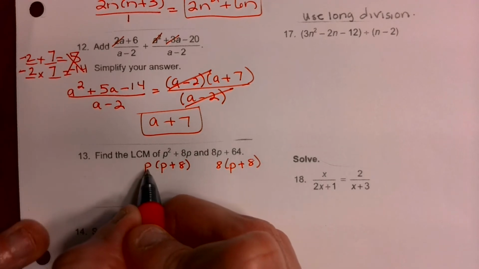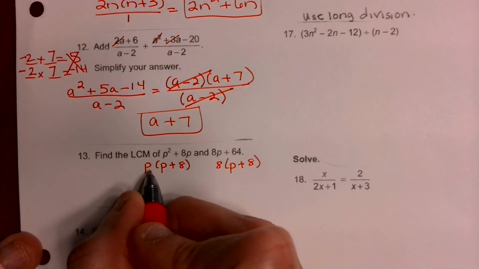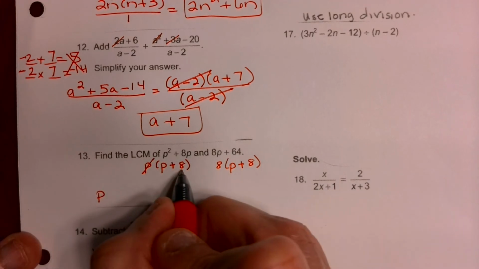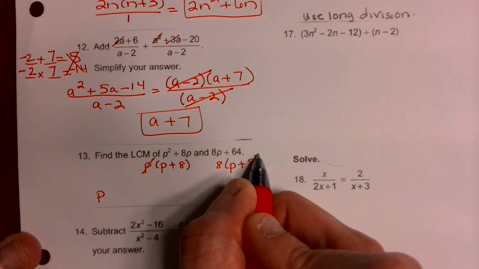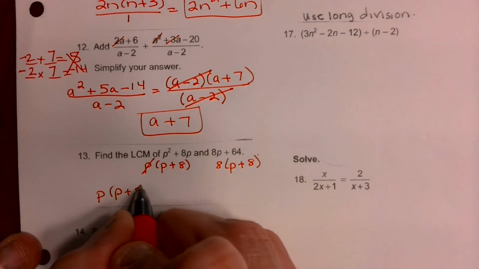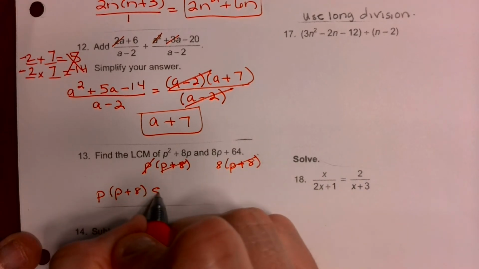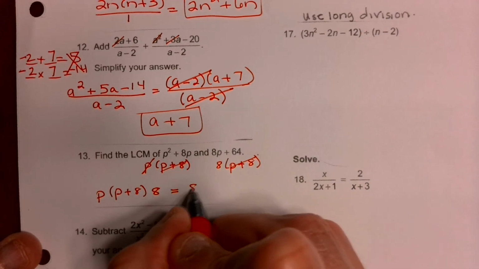So are there any other p's? You know, a p to the second, a p to the third, a p to the fourth? No. So p has to be in my answer. Are there any other p plus 8s? Yes, there's one here. Is it to a higher power? No, it's the same. Okay, so I only have to put it in there once. I just want to take the highest power. What else is left? We got an 8. So our answer then is going to be, I'm going to put the number up front.